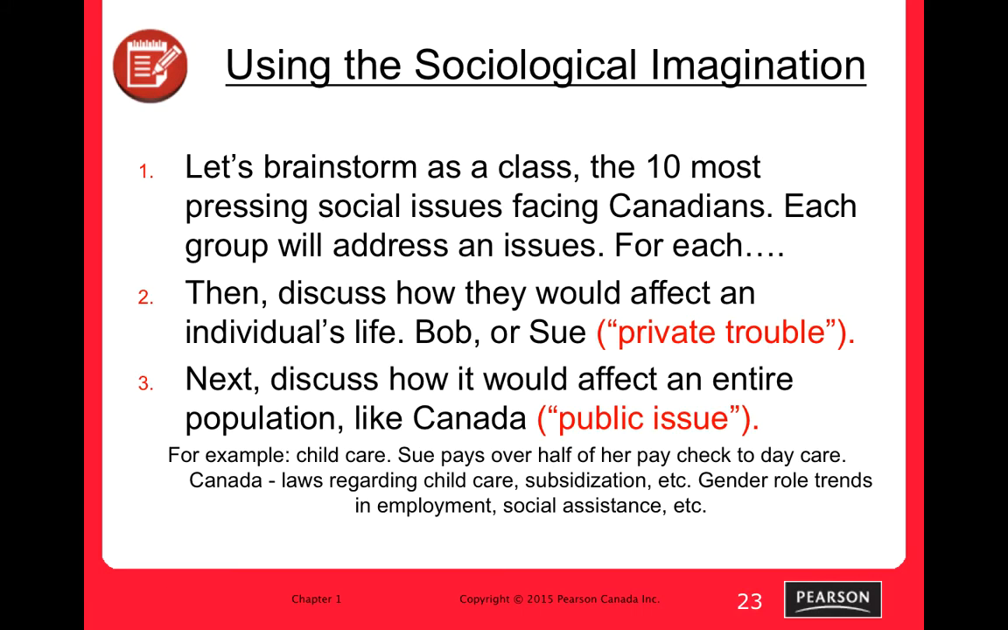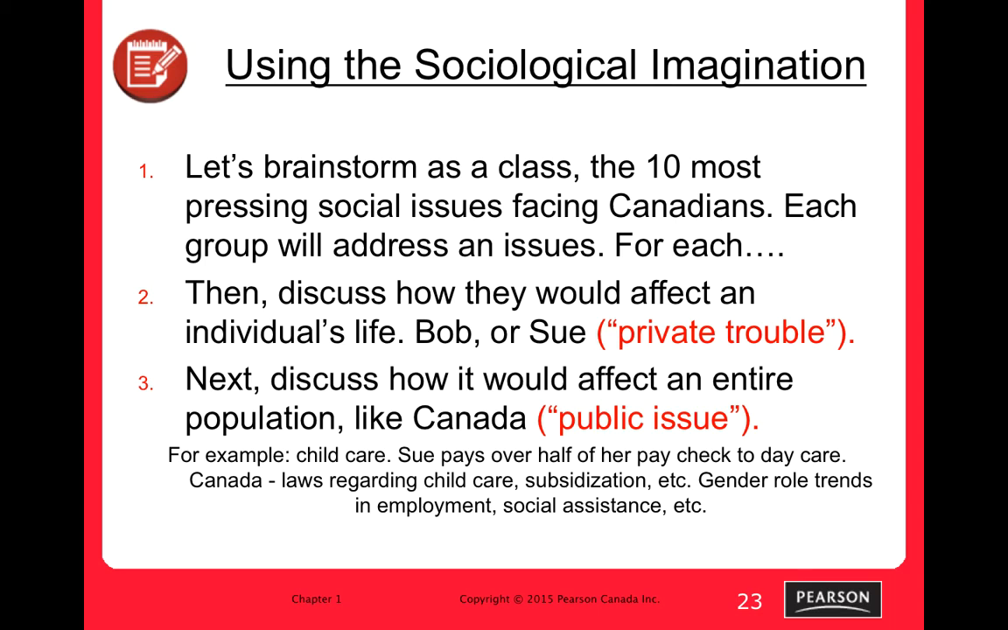If we were in class together, I'd have you do this little activity. I'd have you brainstorm as a class the 10 most pressing social issues facing Canadians. You can make some notes or just get thinking about what you think those things might be. Then I would break you up into groups and have each group describe how one of these social issues might affect one specific individual like Bob or Sue, and then give me another sentence on how this issue would affect an entire population. You're seeing an example here on the screen.